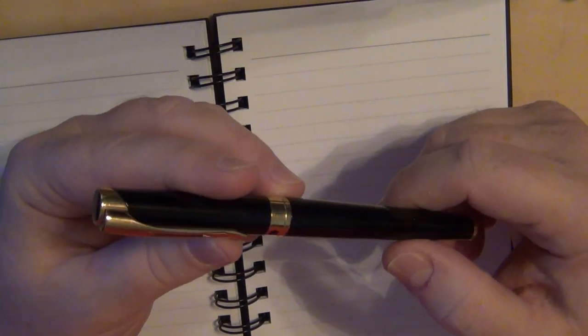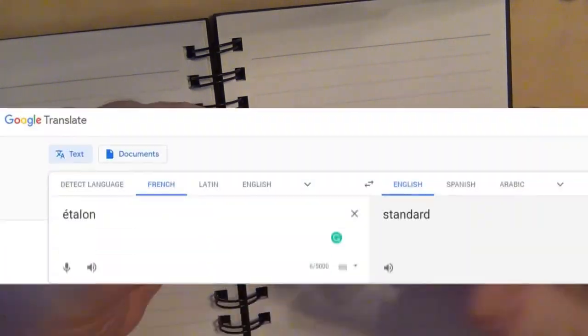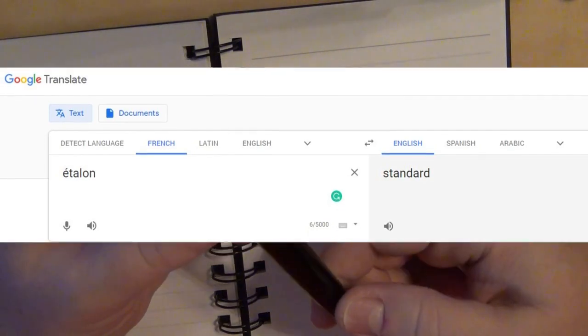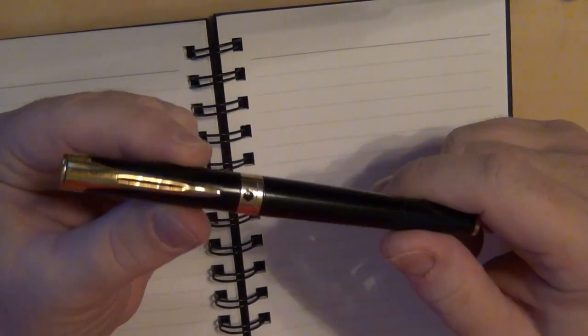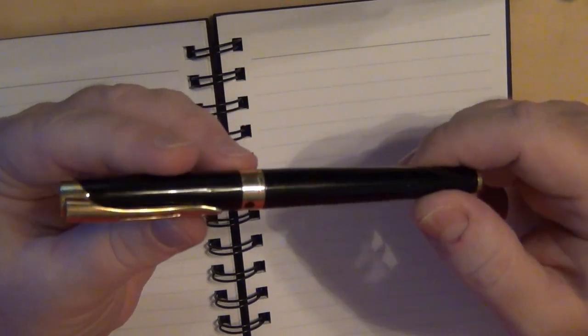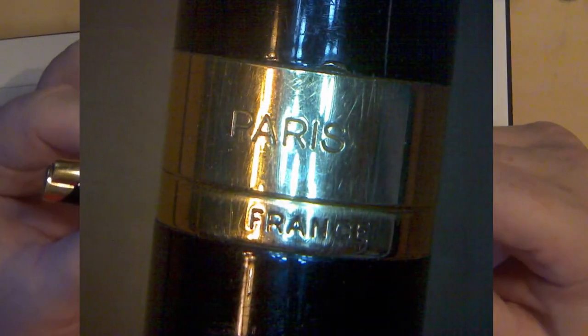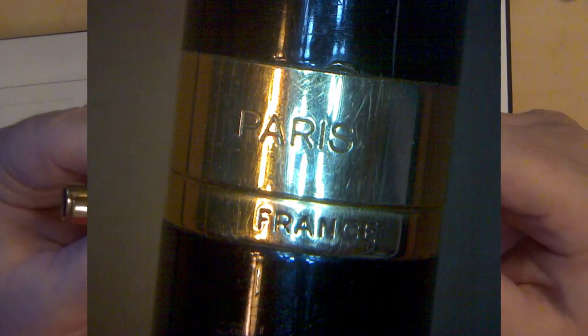L'Etalon. It is a French word that is probably best translated into English as the standard. So that's a pretty bold claim to say that this pen is going to be the standard. From 1996 to about 2004 is when this was produced. It is a metal lacquered pen put out by Waterman, produced in France, and this particular pen probably sold for about $275 MSRP in its day.